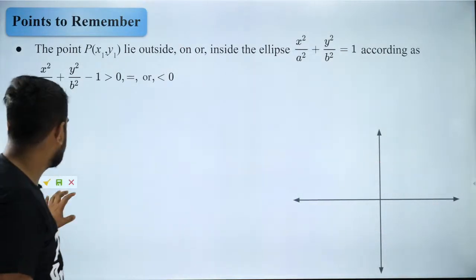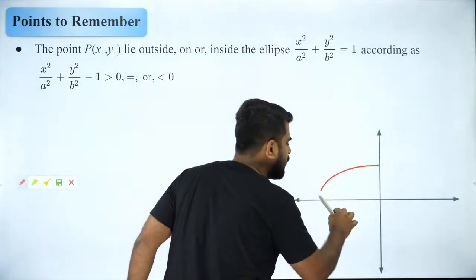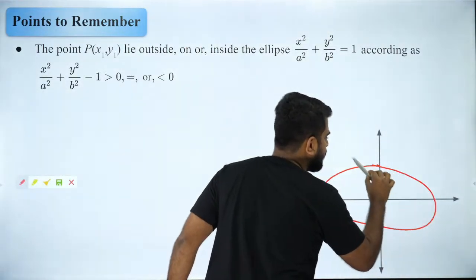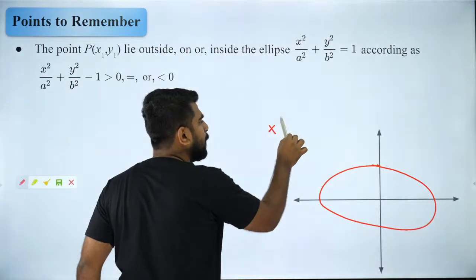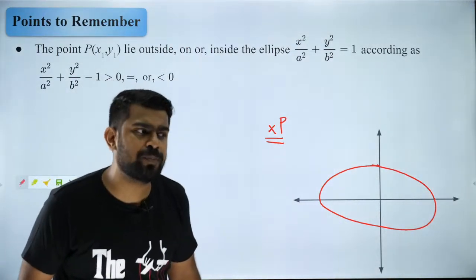Now, I want to ask you all a very conceptual question. Can you all help me with that? So if I say I have a point P outside the ellipse, how many tangents can I draw from this point?